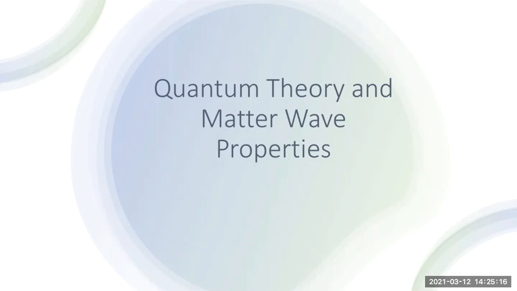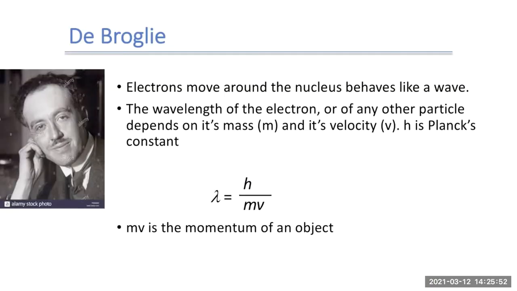In this video, we'll look at quantum theory and matter wave properties. And this brings us to our next physicist, Louis de Broglie. So de Broglie thought about, well, if photons are kind of like little packets, little particles of energy, that act like a particle, like something with mass, but they also act like a wave. So if a photon can be both a solid particle and a wave, why can't everything else?